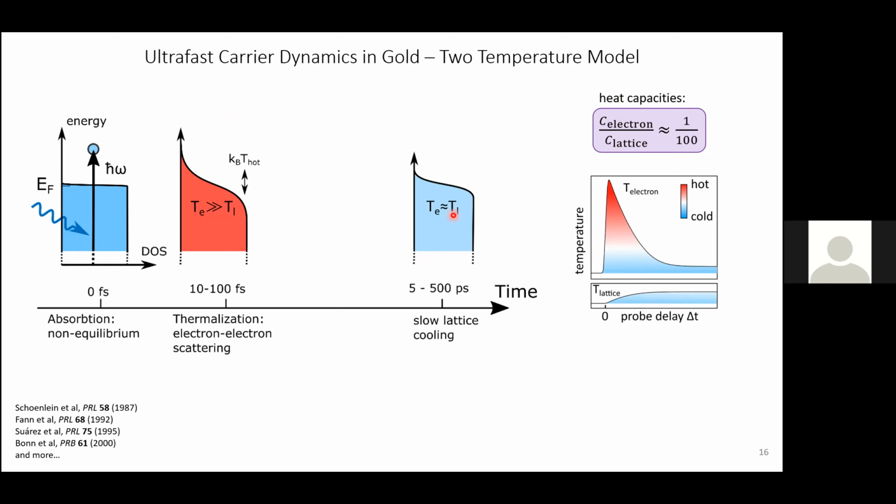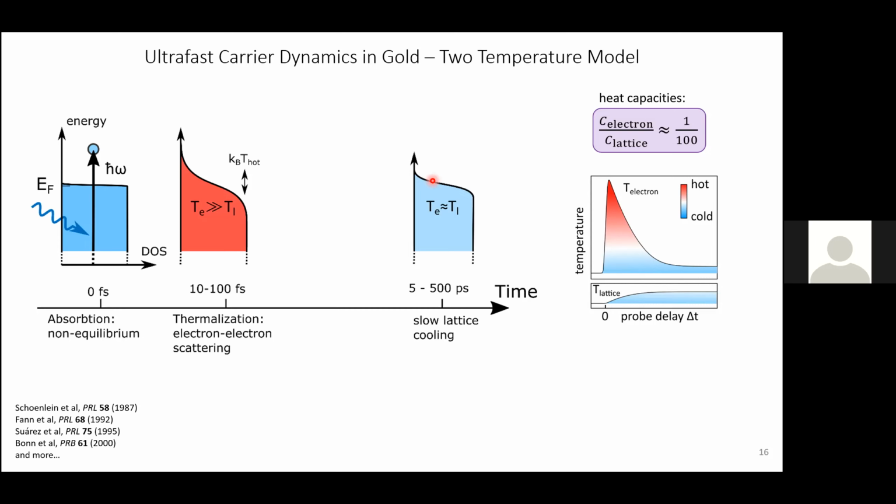And then let's say hundreds of picoseconds later, you will be in this regime where your electron and your lattice are at the same temperature. So this is called the two-temperature model. And the reason that the electron temperature can really go so high, up to 1000 Kelvin, is basically that the electron system is characterized by its own heat capacity, which is 100 times lower than the lattice heat capacity. So now the question became, this is all well known, but actually how do we get from here to here? So what is happening from the hot electron to the thermalized regime?